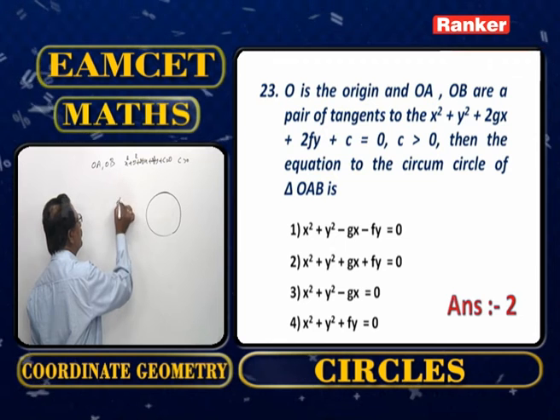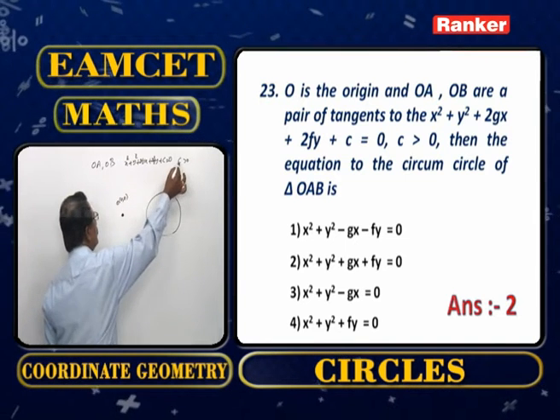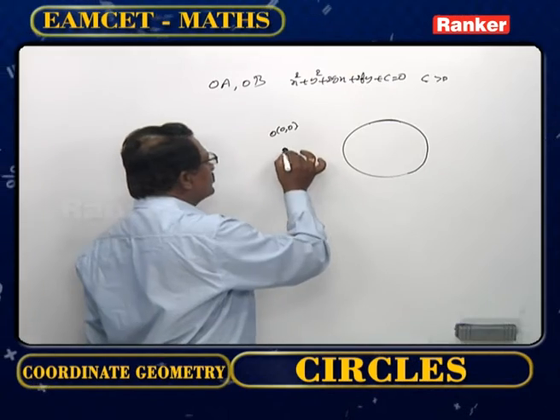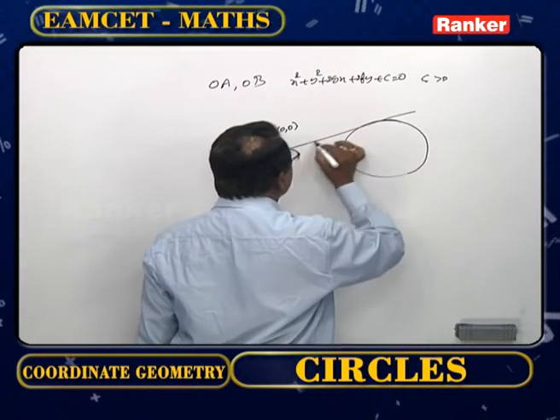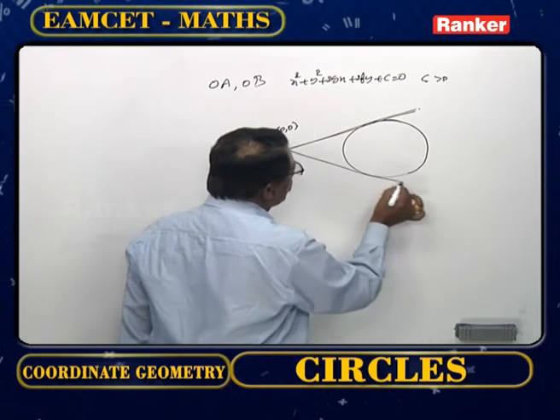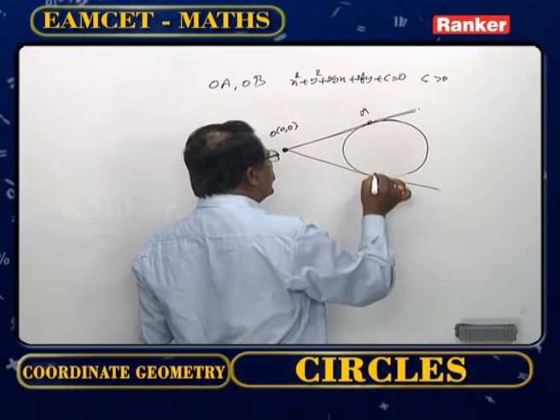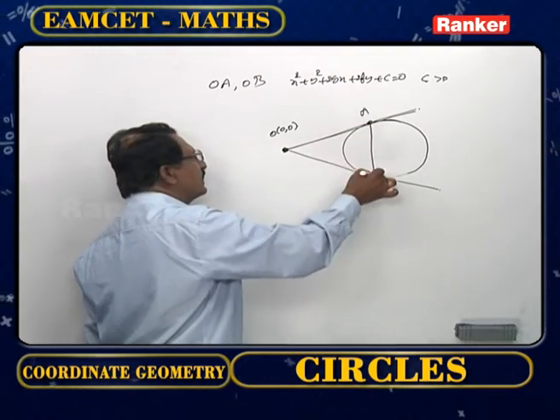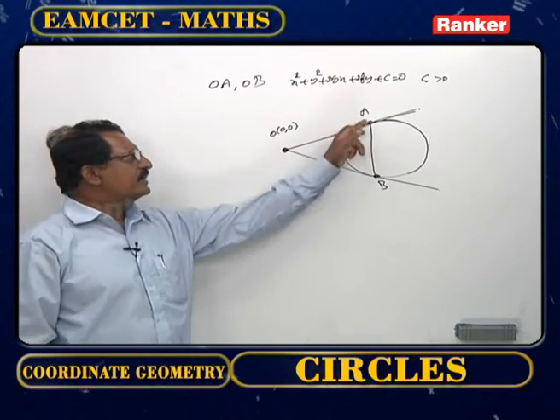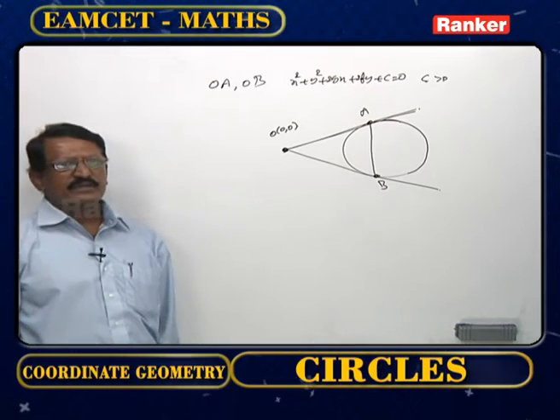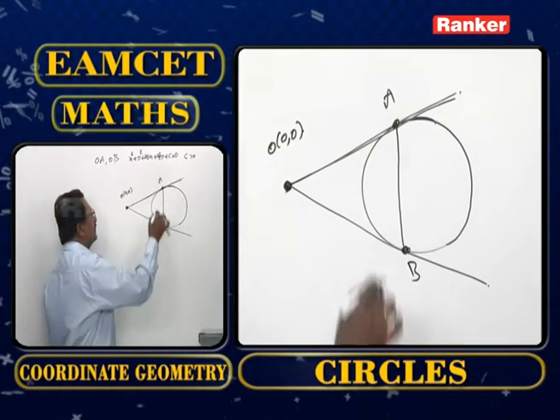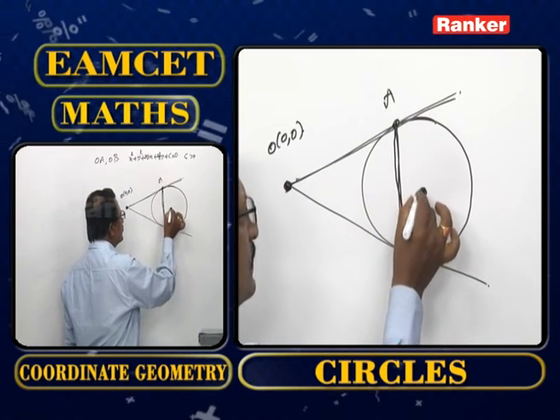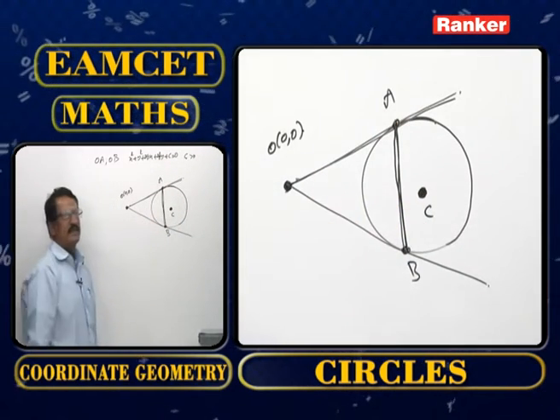O is the origin. Now, c greater than 0, so the origin lies outside of the circle. From an external point, two tangents can be drawn. Now, OA and OB are tangents to the circle. OAB is a triangle. We need the equation of the circumcircle of the triangle OAB. Now, let C be the center of the circle.